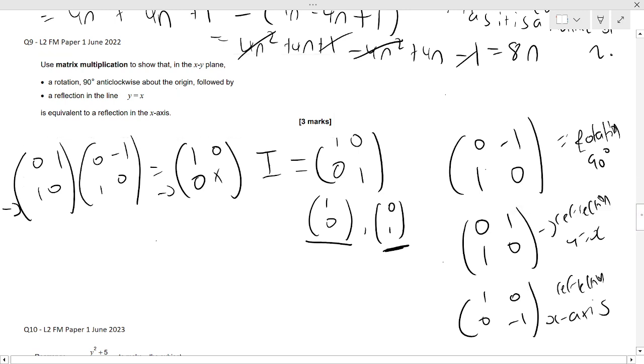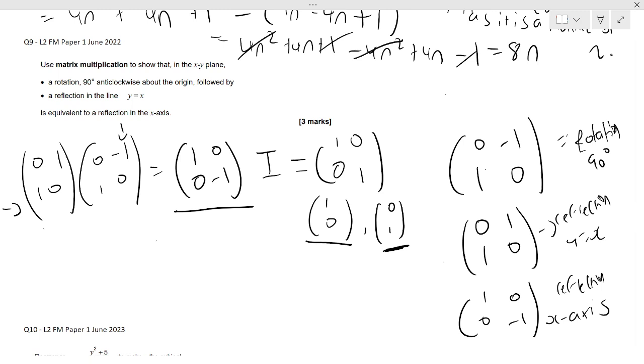And then for the second row and second column, we want the second row here and the second column of the second matrix. So it's going to be 1 times minus 1, which is minus 1, add 0 times 0 is 0. And that's the transformation that represents these two matrices. Well, that is this matrix here, isn't it? 1, 0, 0, minus 1. So we've shown that rotation followed by reflection in y equals x is reflection in the x-axis, by matrix multiplication. There we are.